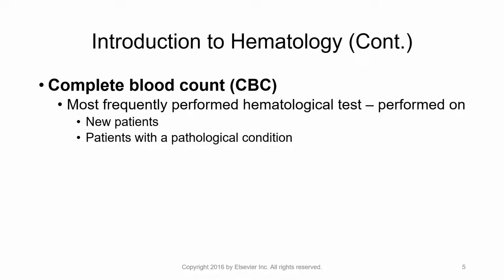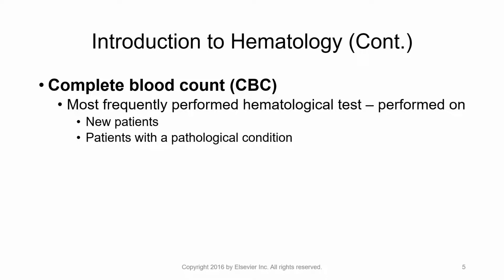It's an extremely common test. It's one of the most common blood tests ordered, along with other ones like a metabolic panel that looks at the serum. This one specifically looks at the red cells in our blood system, and it's frequently performed. It's the most frequently performed hematological test, and it's performed typically on new patients as part of a standard panel, or patients with pathologies. If we're worried about something like polycythemia, extra cells, or if we're worried about anemia, a lack of cells, we can get a blood count, quick and easy.